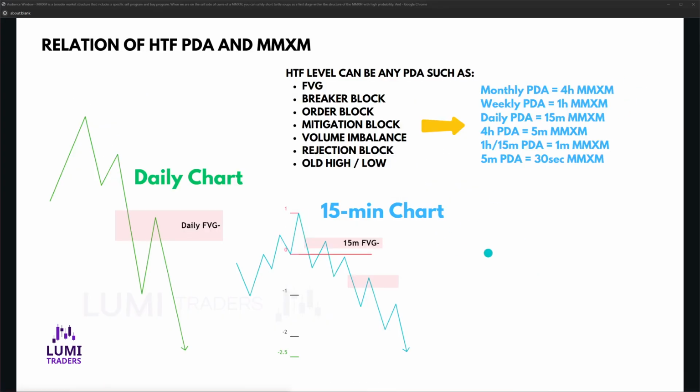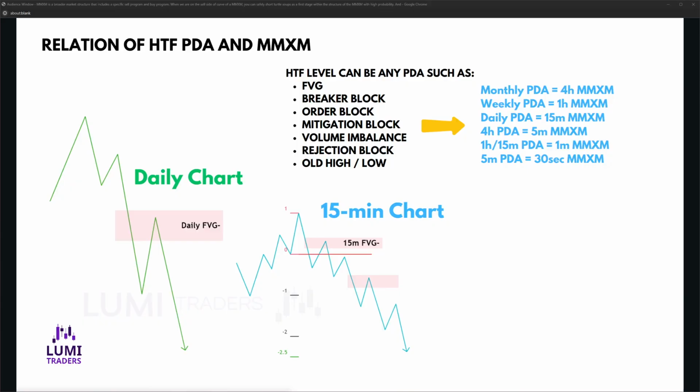Okay, the relation of the higher time frame PD array and the market maker model. A higher time frame level can be any PD array that was explained by ICT. It can be a fair value gap. It can be any type of block, such as a propulsion block, breaker block, order block, mitigation block, or rejection block. It can be a volume imbalance. It can be old liquidity levels such as old high, old low. But what is the relation between higher time frame levels and the market maker model?